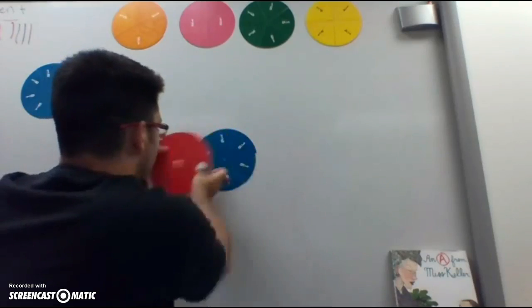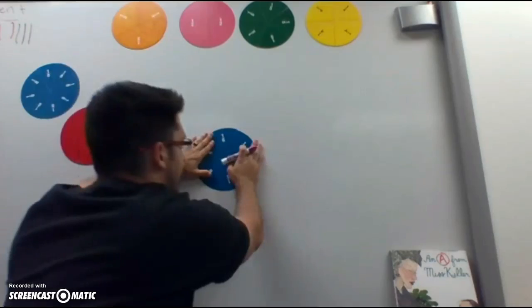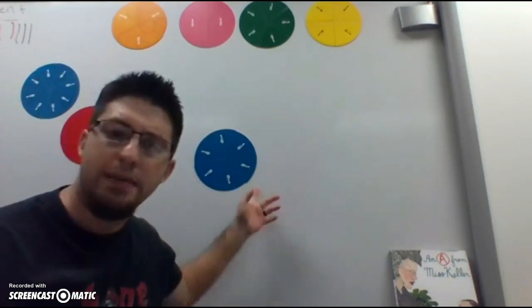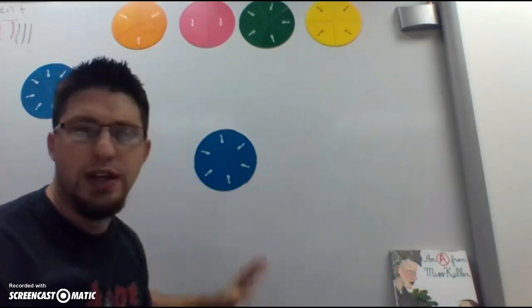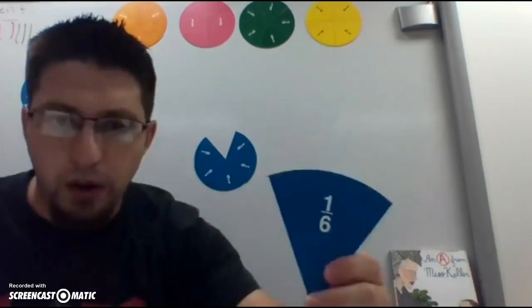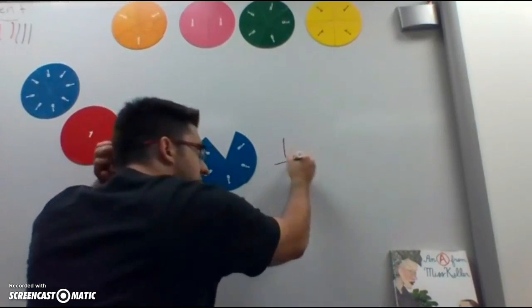Okay? Now, pull this off to the side. Now I have a circle that represents the same amount as that whole that I had, except now it's divided into 6 equal parts. Now, how much does 1 part equal? Well, 1 part equals 1/6. Okay? So I've got 1/6.